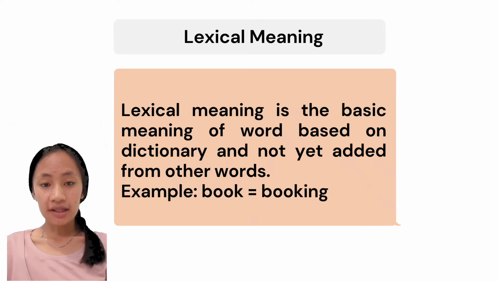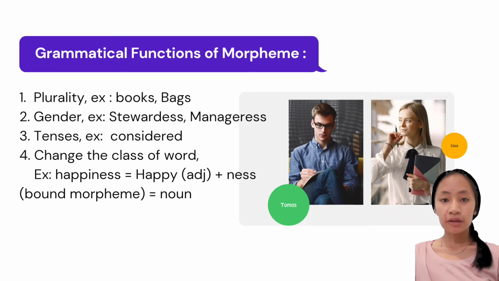The next explanation is lexical meaning. Lexical meaning is the basic meaning of a word based on the dictionary and not yet added from other words. An example is book and booking. So now I'll explain about the grammatical function of morpheme. The first is plurality. Example, book with bag. The second is gender. Example, stewardess with managers. The third is tense. Example is consider. The fourth is change of class of word. Example, happiness with happy, adjective plus ness, bound morpheme, equals noun.